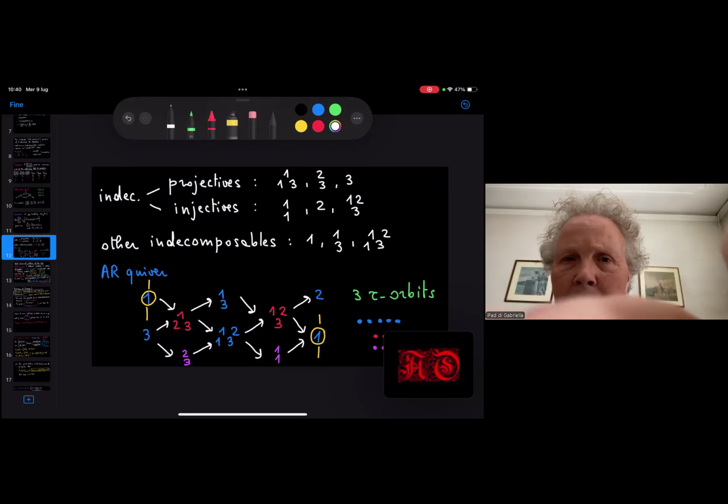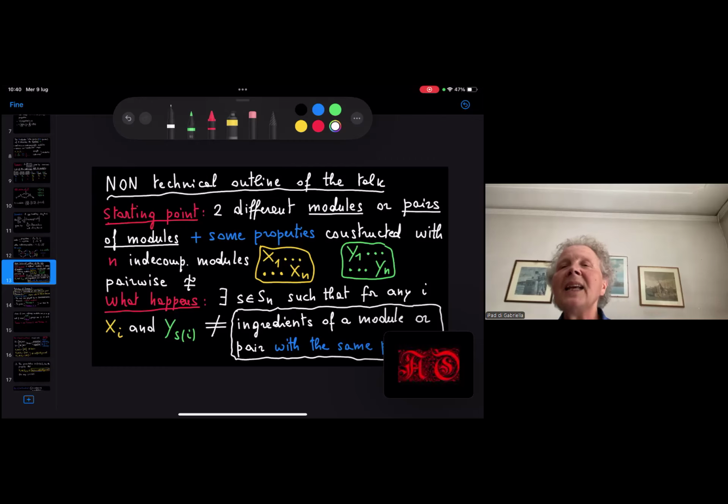Now, about this paper, this is a non-technical outline of my talk. The starting point in theorem 1, 2, and 3 will be 2 different modules or 2 different pairs of modules, plus some properties that I will explain later, constructed with n indecomposable modules, x1, x2, xn, pairwise non-isomorphic, and other n indecomposable modules, y1, y2, yn, again pairwise non-isomorphic.